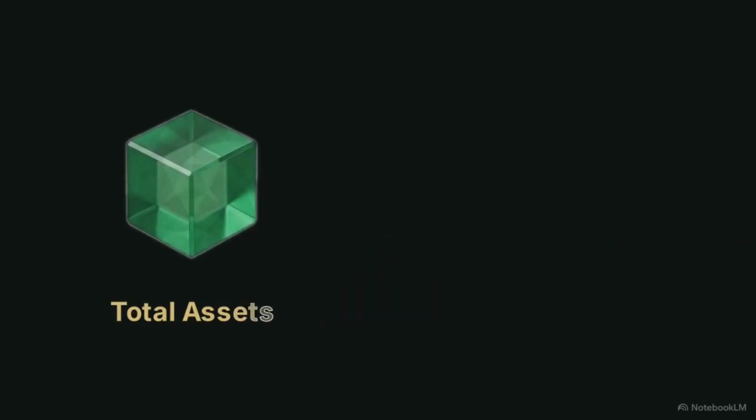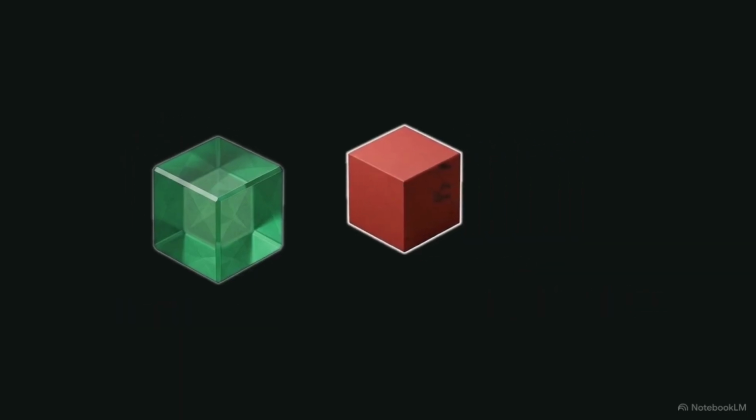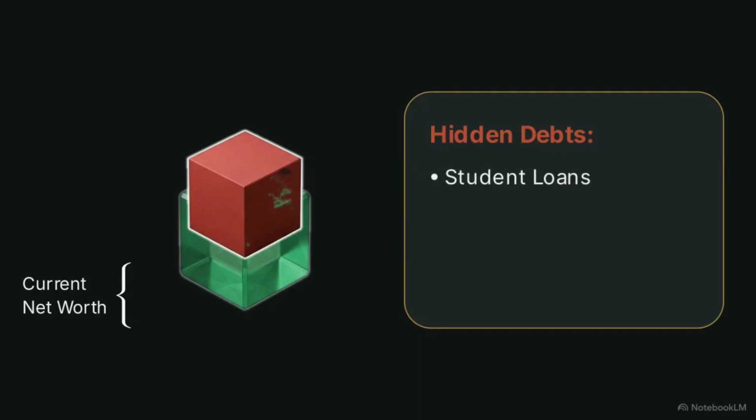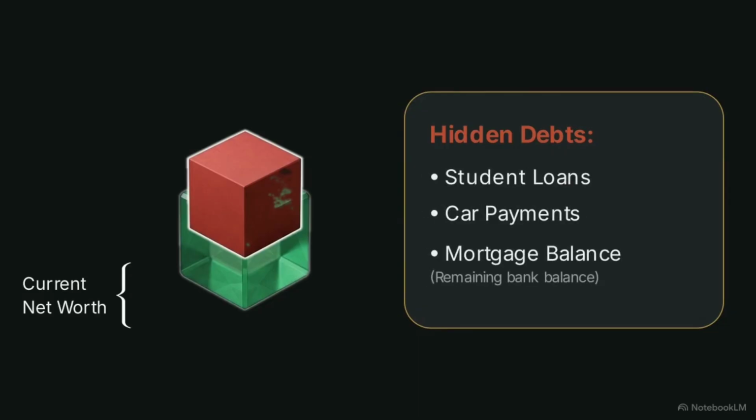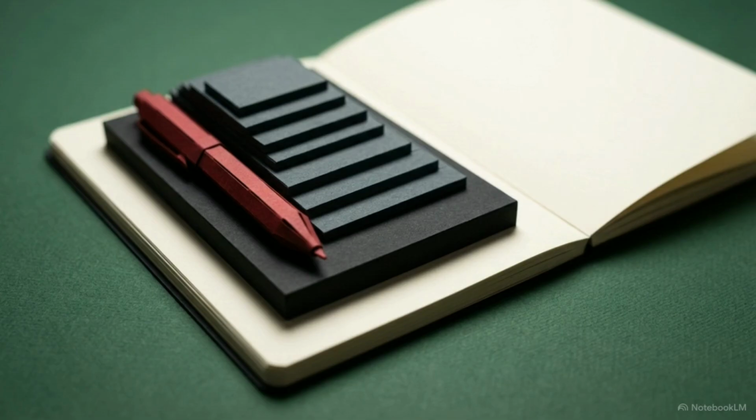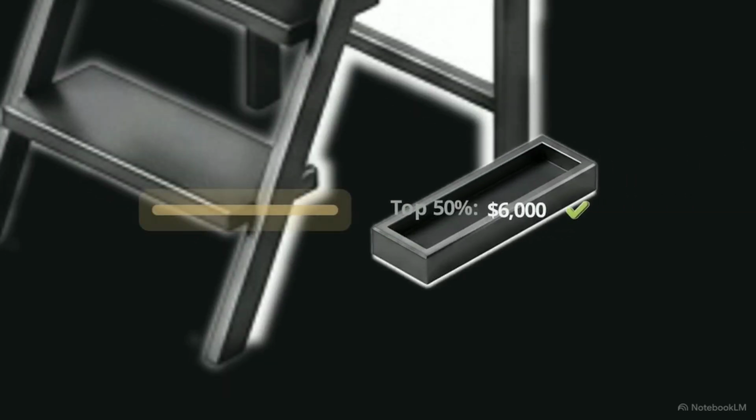Estimate your total assets, then subtract your total liabilities. This final result is your current net worth. Including hidden debts is vital. Student loans, car payments, and the remaining balance on your mortgage significantly reduce your actual standing. Acknowledging your exact baseline, even if the number is currently negative, provides the only realistic starting point for your trajectory toward the top.